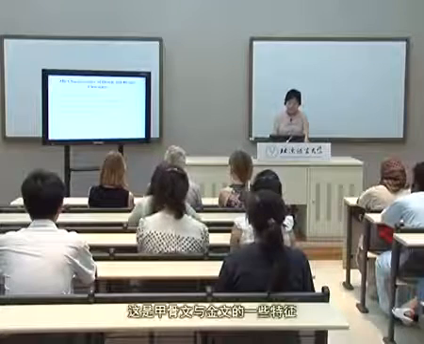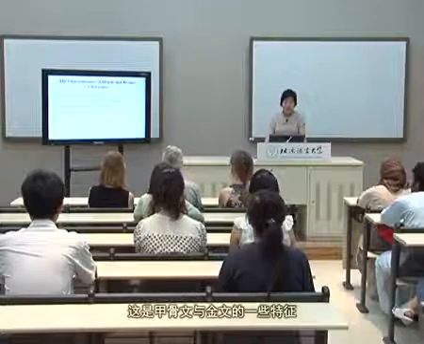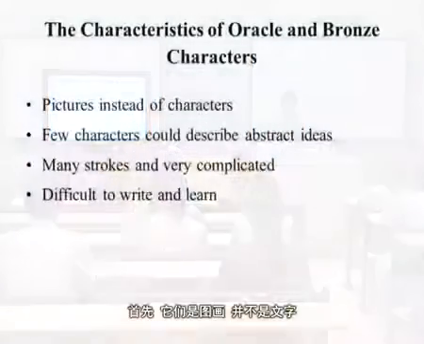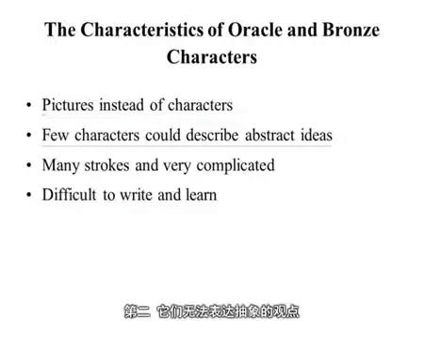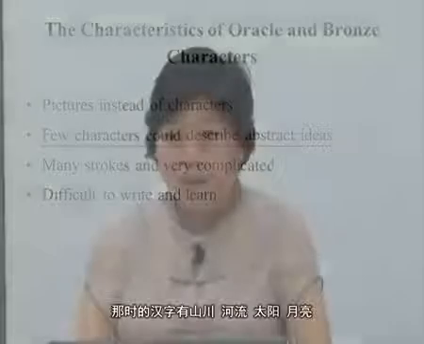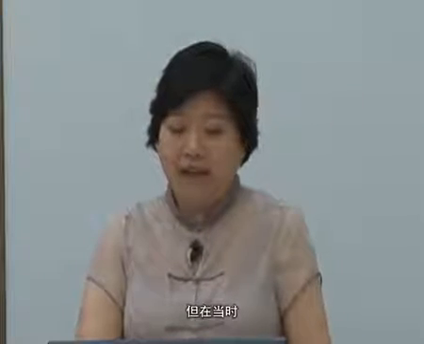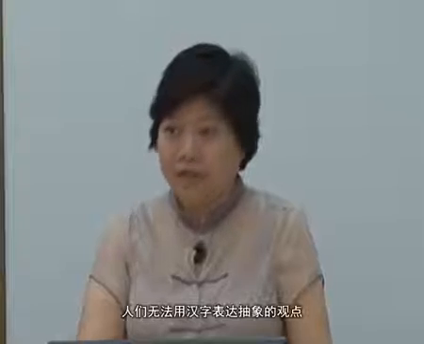Now, some characteristics of oracle and bronze characters. The pictures: these characters are pictures instead of characters, as you already saw just now, right? And second, few characters could describe abstract ideas. We have mountains, rivers, the sun, the moon, all of those things, which can be very easily drawn as pictures. But there are some abstract ideas. At that time, people had no characters to describe the abstract ideas.